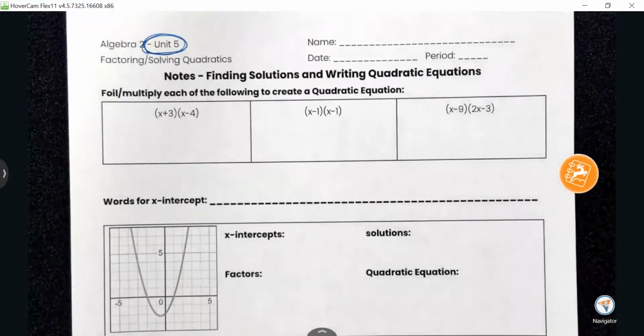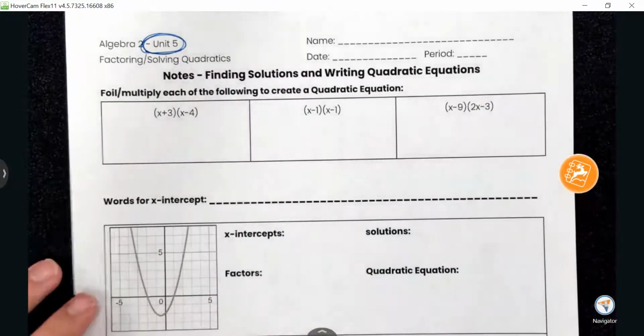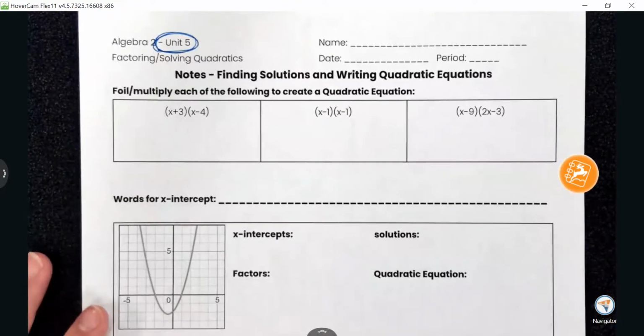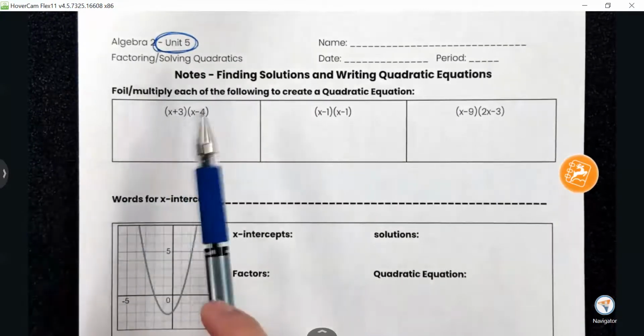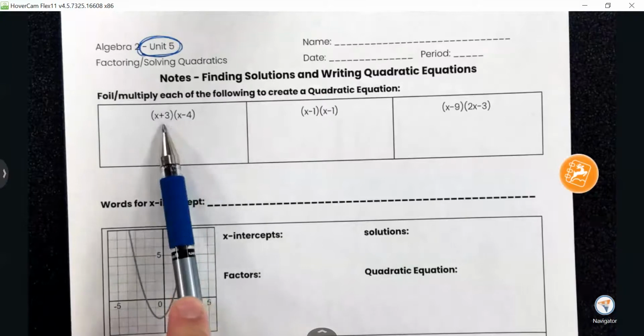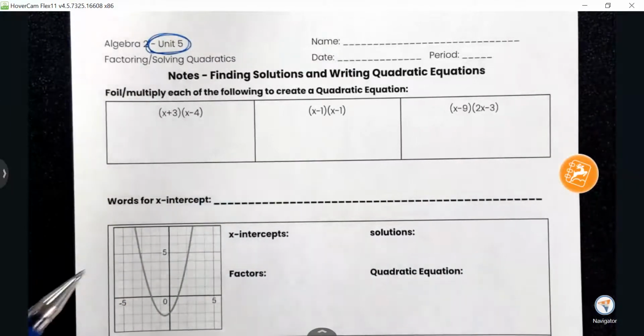So the first thing I need you to do while I take attendance is do these 3 problems on the top to multiply them. Everybody should know how to multiply these. You have to multiply x times both of these and 3 times both of these. Ask your neighbor real quick if you need some help.